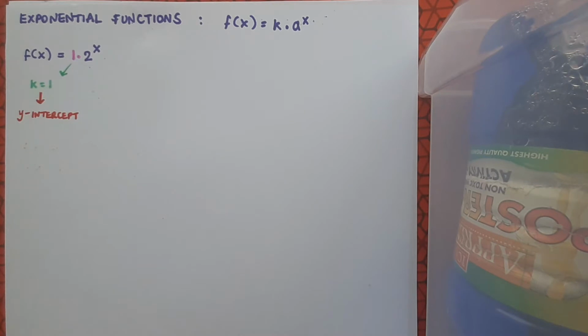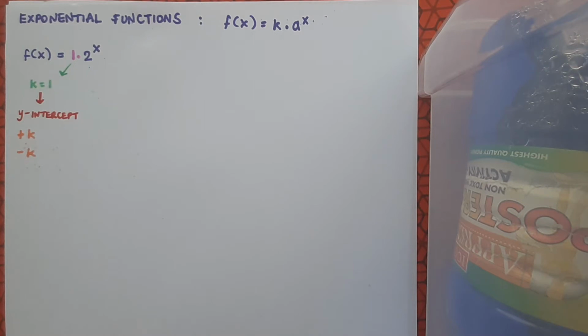And I would just like to add the proviso here that I'm basing this on the function being written in the form k times a to the x. I'm not considering a constant being added on at the end of the function. That would obviously have an effect on the function overall.